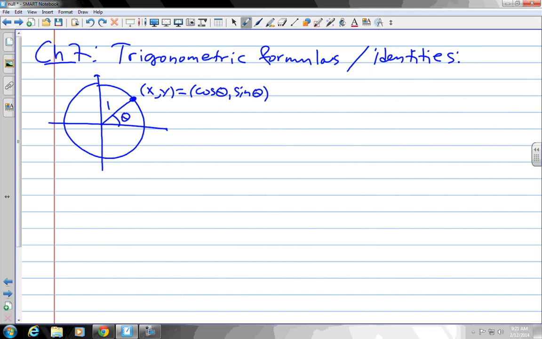So right away, we have this one. Since tangent theta is y over x, by the definition, we can say that now the tangent theta is sine theta over cosine theta. So tangent is actually sine over cosine. I mean, that came up, but now we're making that knowledge official. Tangent theta is sine over cosine, while cotangent theta is the reciprocal, so that's cosine theta over sine theta.